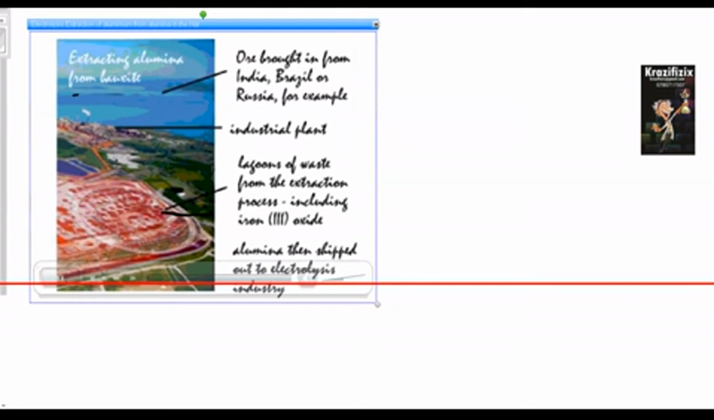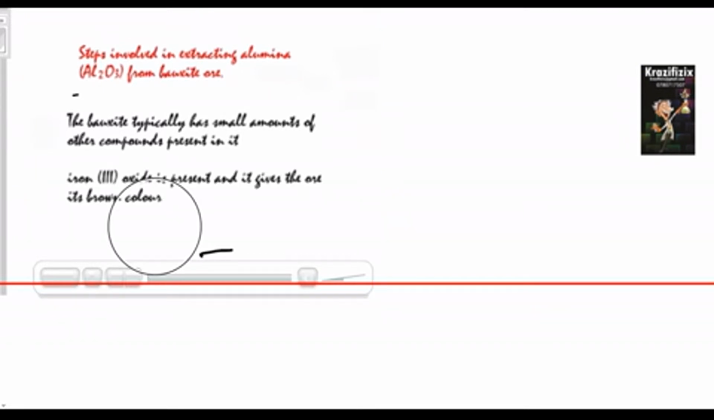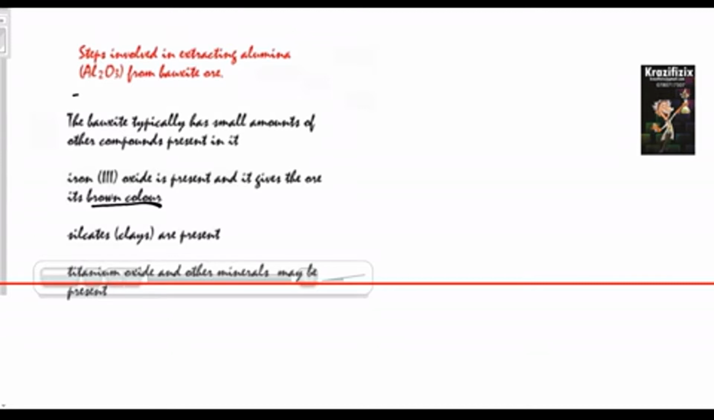This is just aluminum being brought in from Brazil, Russia, for example, and we have our industrial plants where all this process takes place. The bauxite typically has small amounts of other compounds present. Iron-3 oxide is present, and it gives the ore its brown color. Other materials are also present.